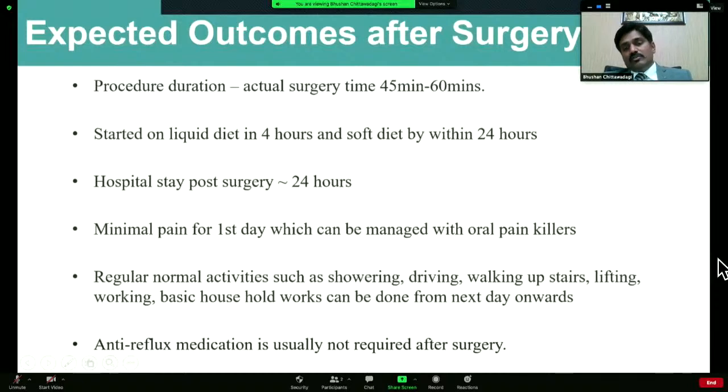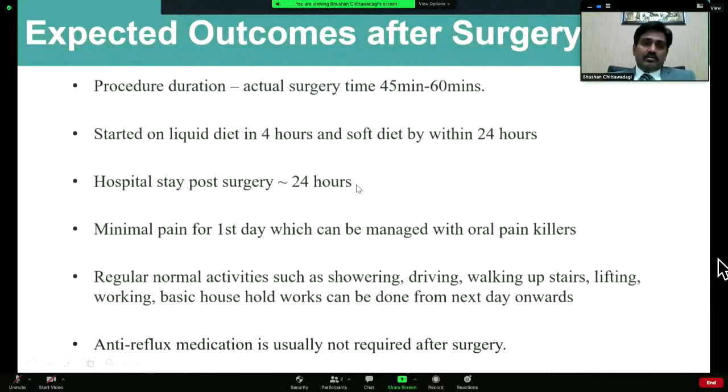You will be able to do all your regular activities, such as showering, driving, walking upstairs and downstairs, and basic household work. In most of these patients, because we have already created an artificial wall, you don't require any reflux medicines immediately after the surgery. You can see this is the actual photo of a patient who has undergone the surgery: the small, tiny scars are the only surgery scars you will see. So the cosmetic results will be there.